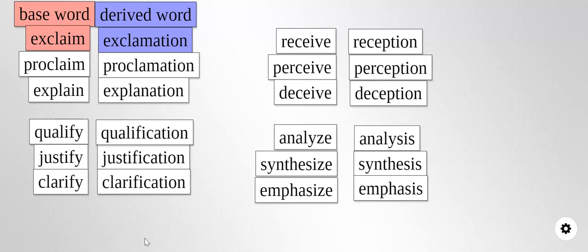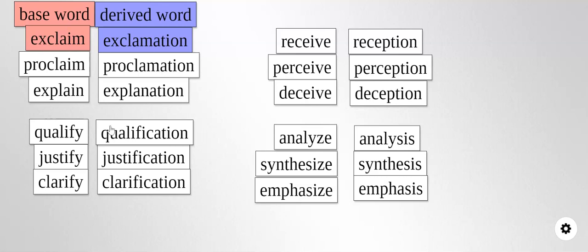So first off, I wanted to point out that all of the base words are verbs. They're all words that are things you can do. The derived words are then nouns. So when we add our endings and we change them a little bit, they change from verbs to nouns.